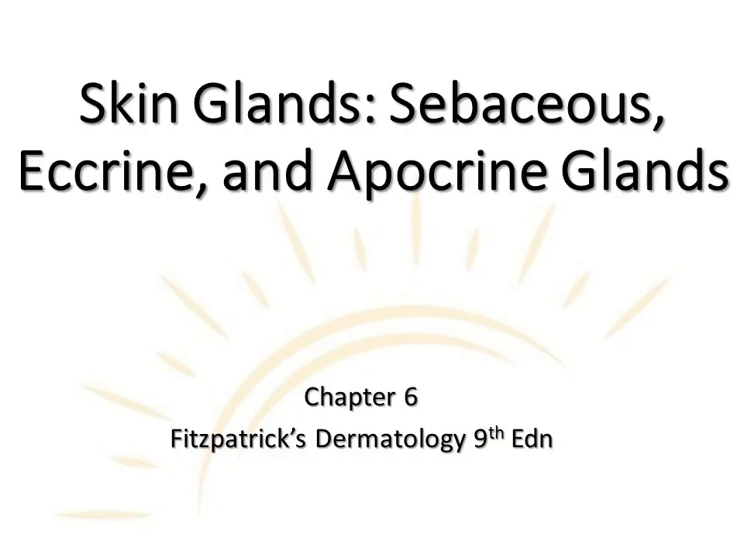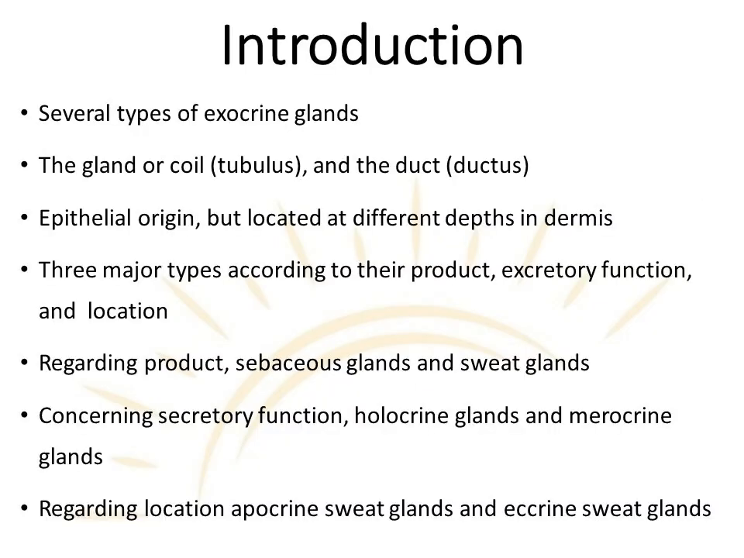Skin glands: sebaceous, eccrine, and apocrine glands. Introduction. The human skin has several types of exocrine glands, which release their biochemical products onto the skin surface.